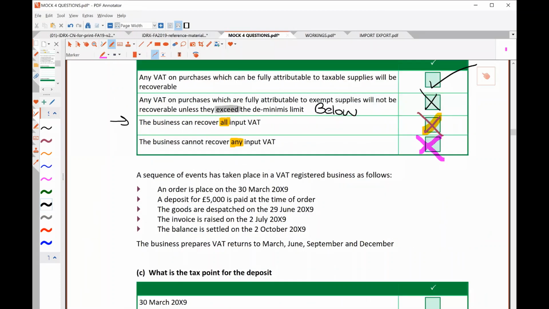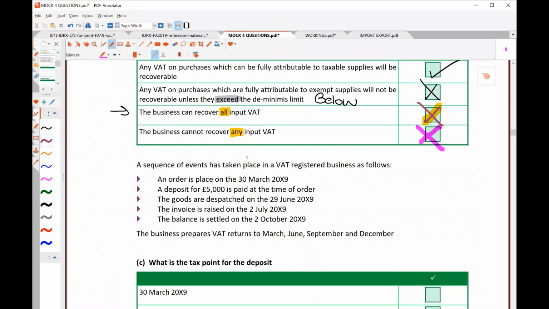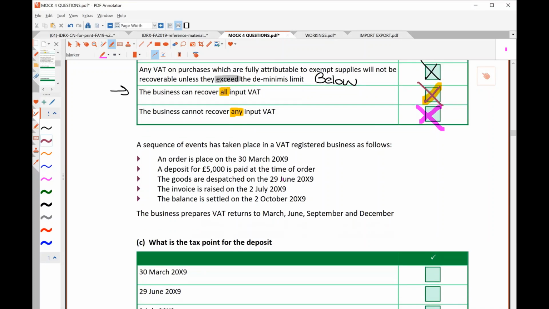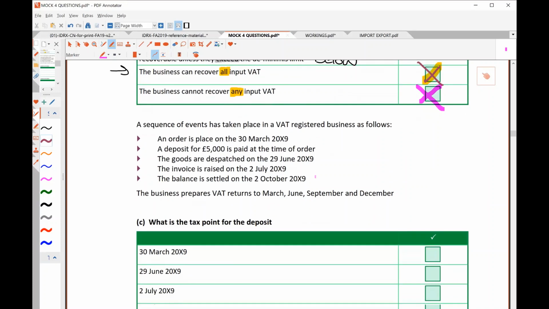Okay, so thinking about these rules, let's have a look at this question. The date of dispatch is your basic tax point. Then you're looking if the payment date or the invoice date are before the dispatch date. And after you've done that, you're looking to see if the invoice date is within 14 days. It says here, a sequence of events has taken place in a VAT-registered business as follows. An order is placed on the 30th of March, X9. A deposit of £5,000 is paid at the time of order.